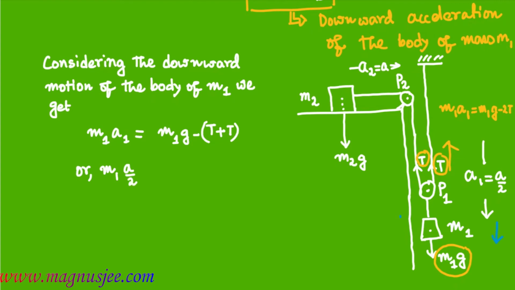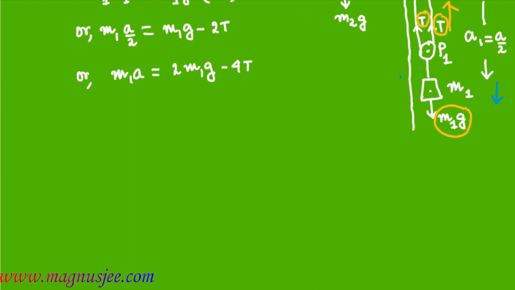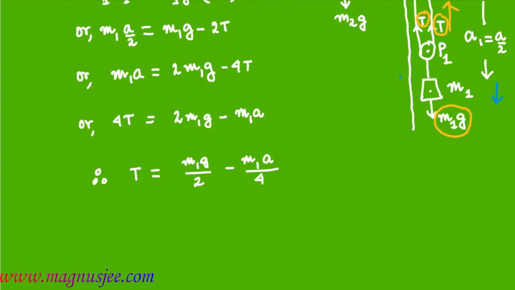Or, m1 a by 2, putting the expression of a1, m1g minus 2T, or T equal, or 2T, or m1 a1 equal 2 m1g minus 4T, or 4T equal 2 m1g minus m1a. Therefore T equal m1g divided by 2 minus m1a divided by 4.